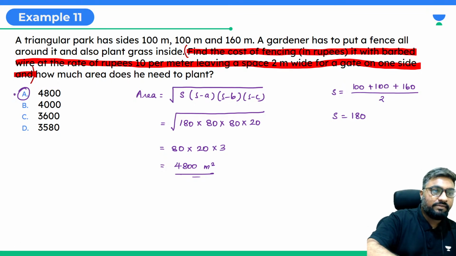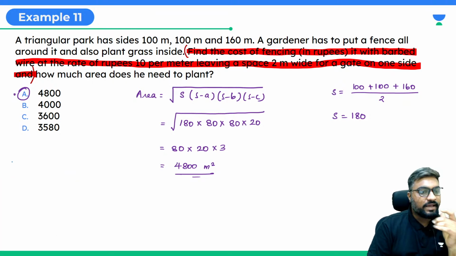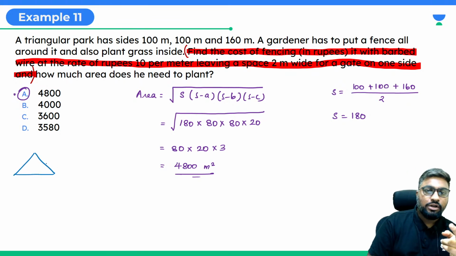And also if the previous question, that one, find the cost of fencing. So for fencing, what would you do? You have to fence around the triangle, but you have to leave what? 2 meter gap for a gate. Okay, so let's say this 2 meter is the gate. We have to fence all of this.